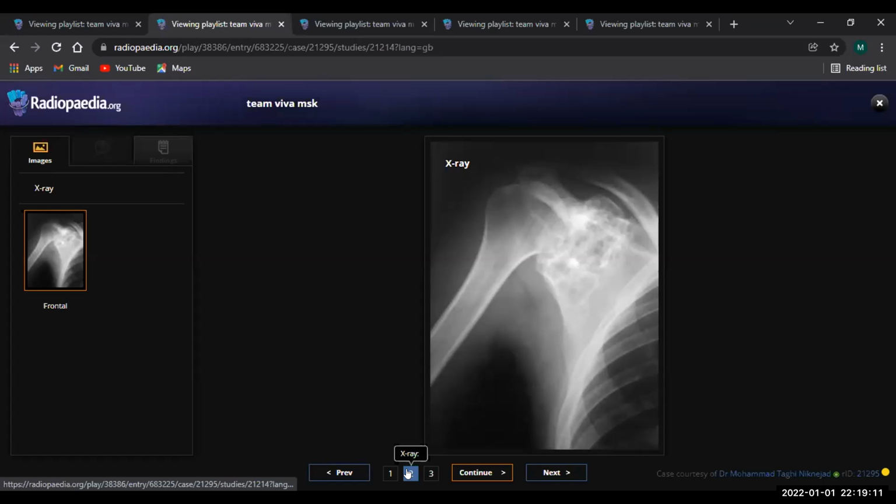I would advise for another view. What's your diagnosis? Well, this is the only view provided. Okay. So just by this, maybe it's osteochondroma, bubbly or cauliflower appearance. I'm thinking osteochondroma. Other differentials.